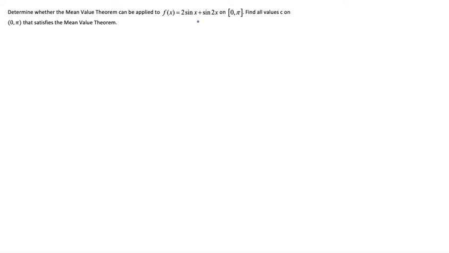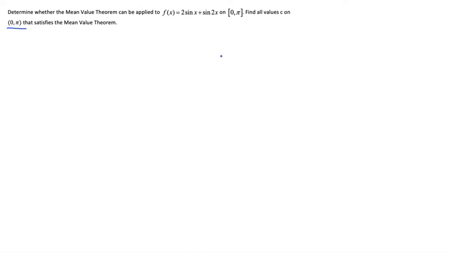The condition is that the function has to be continuous within this closed interval. We know that sine x and sine of 2x are both continuous everywhere, so their sum should also be continuous. So yes, we can use the mean value theorem. Now, the second thing to note here is we only find the values in the open interval, not including the endpoints.